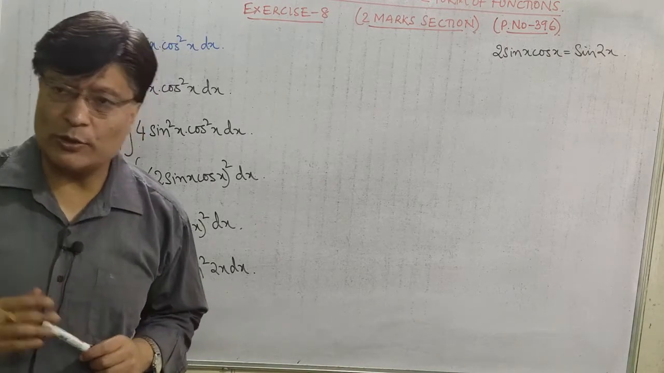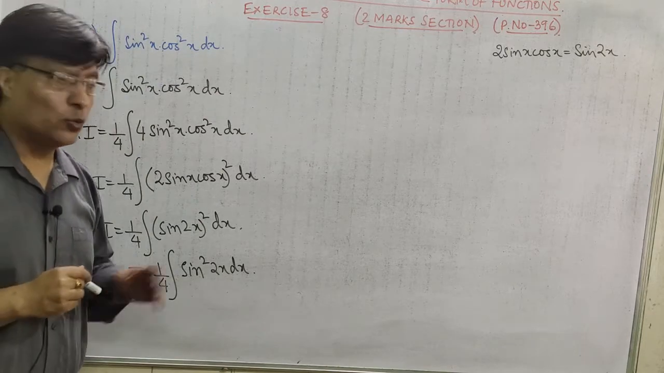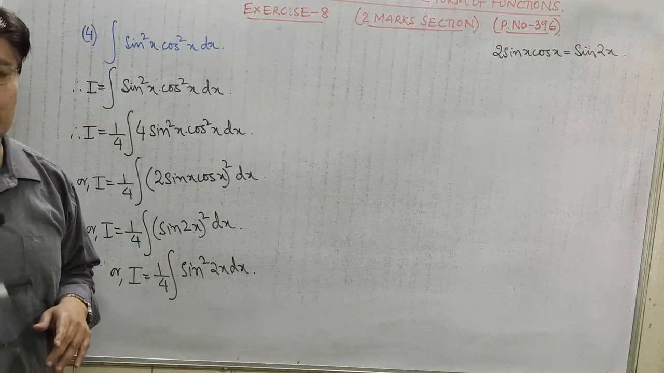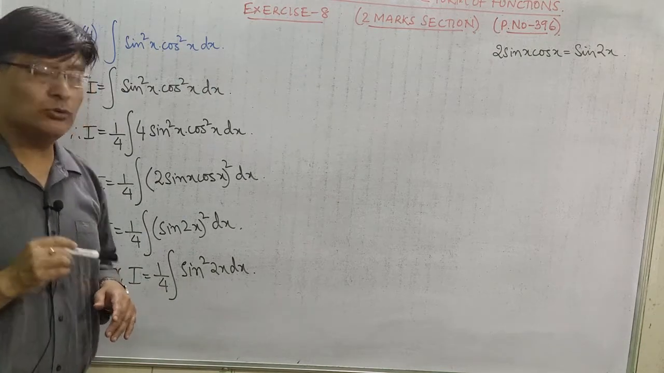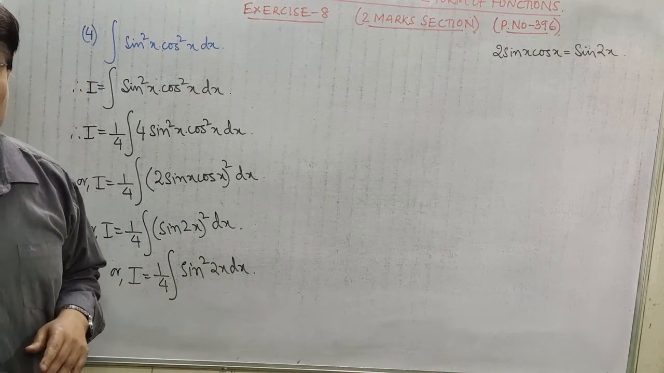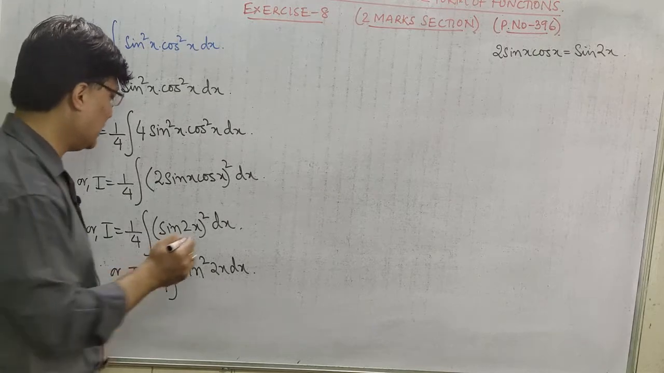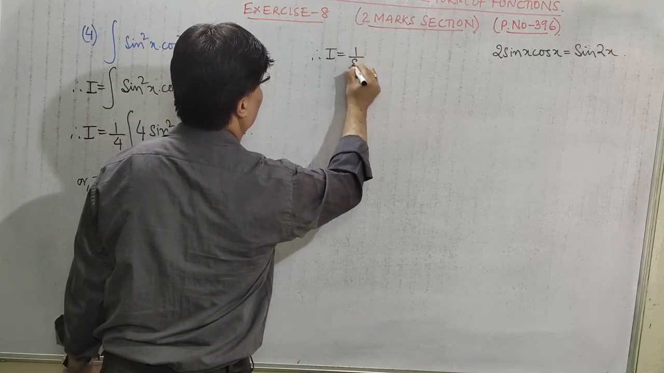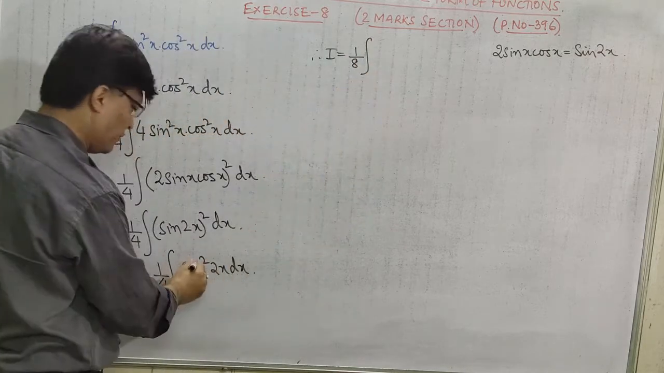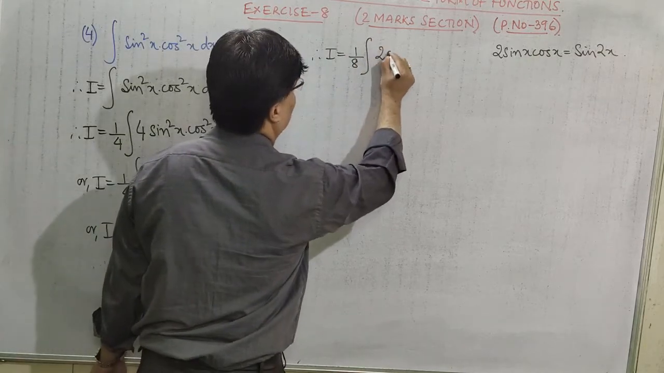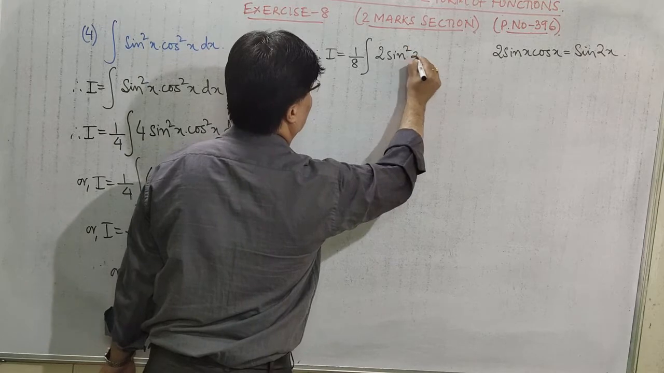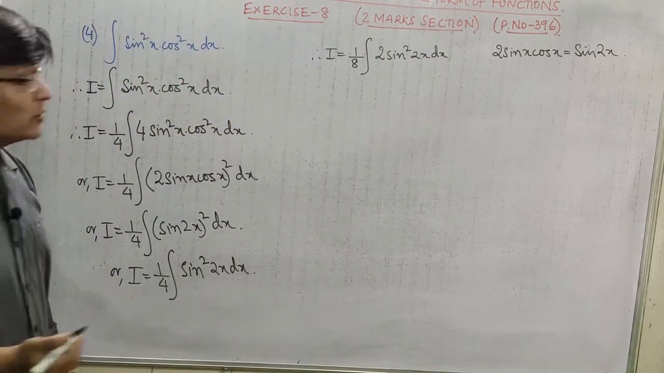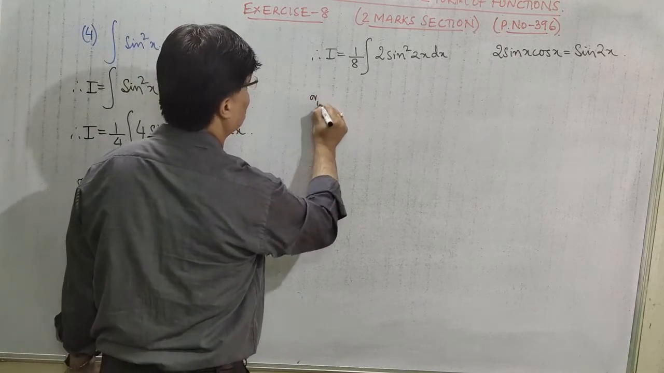So I already told you the method that whenever you have integration of sine square x or cos square x, you should multiply and divide by 2 so that you can convert it into multiple angles form. Okay, so therefore I is equal to 1/8 integration of 2 sine square 2x dx. Understood? So, what is the formula for this one?